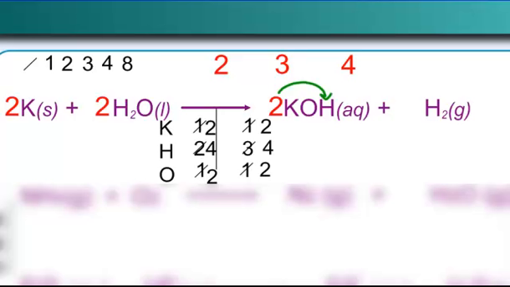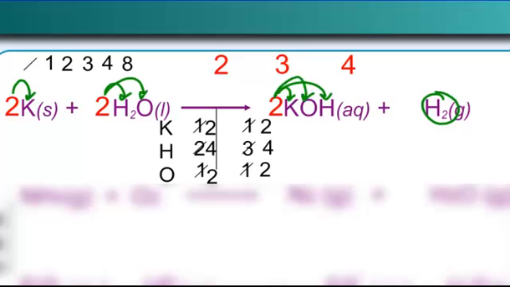Now let's look at the whole thing. 2 K's, 2 K's, 4 H's, 4 H's, 2 O's, 2 O's. You're balanced. Just to make sure, go through the original equation and double check. How you do that is 2 K's, 2 K's, 4 H's, 2 plus 2 would be 4 H's, 2 O's, 2 O's. You're balanced.